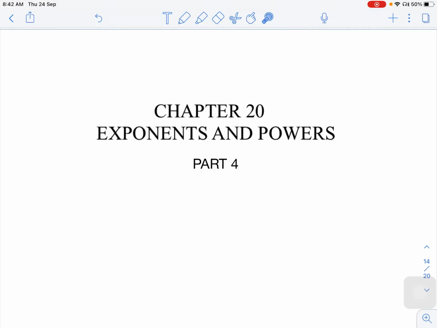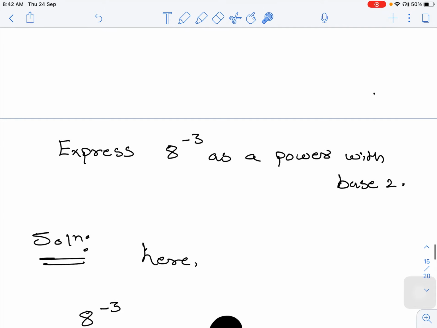So, hello students. Today we are going to learn part 4 of chapter number 20, that is Exponents and Powers of class 8. In the previous period we have learned about laws of exponents, okay? Today we are going to solve some more examples on laws of exponents of a rational number, okay? So let us start it.